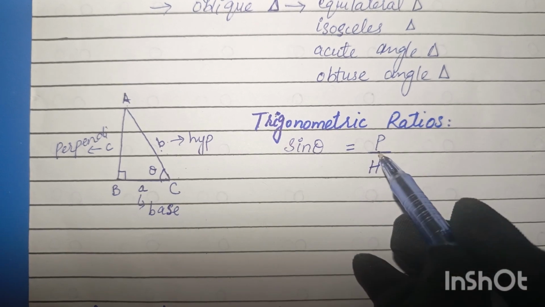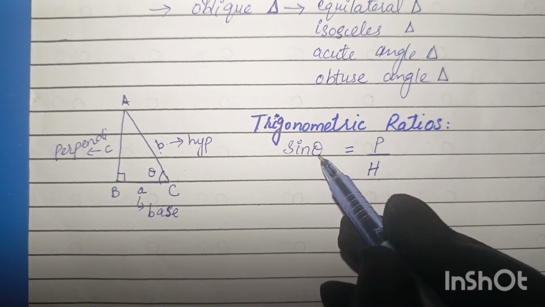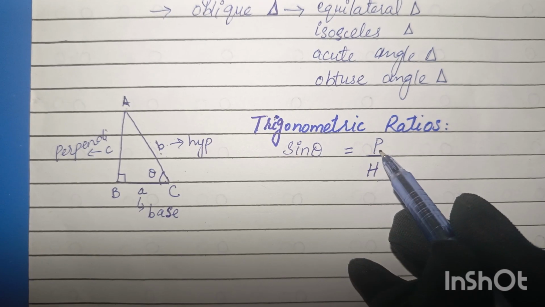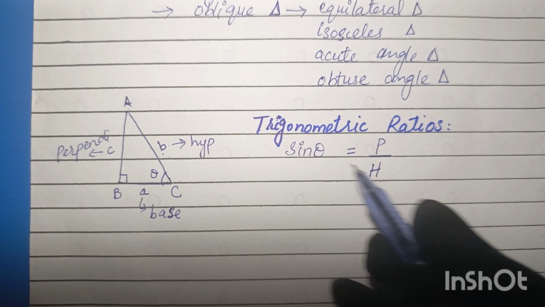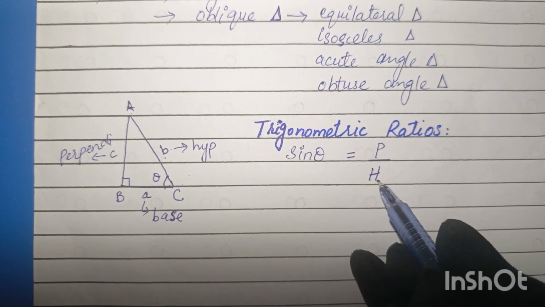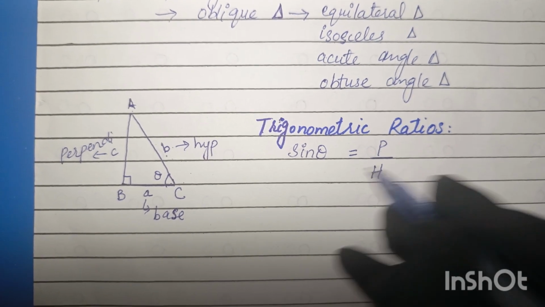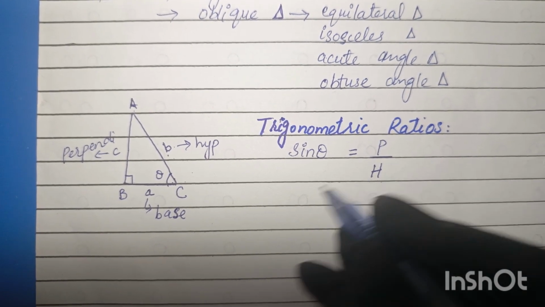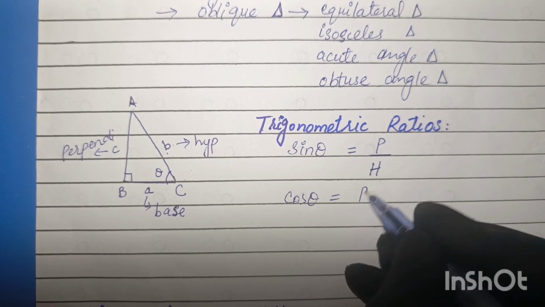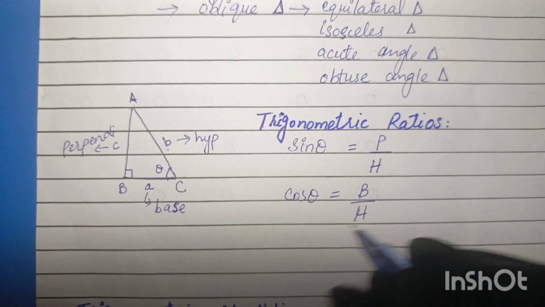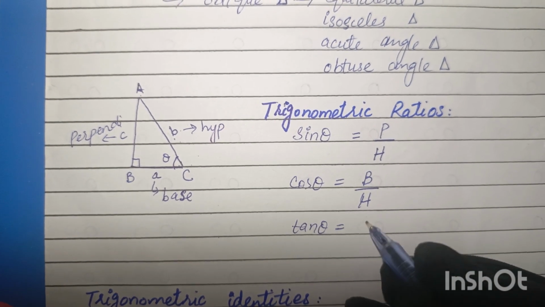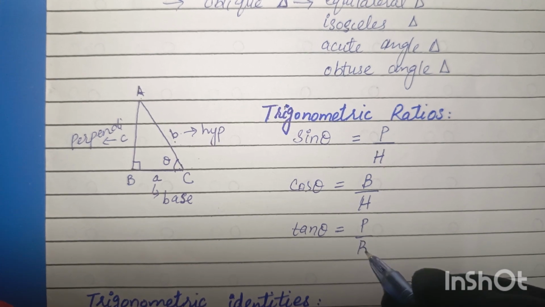So if we have any two of these three values, meaning if we have perpendicular and hypotenuse, then we can find theta here. If we have theta and perpendicular, we can find the hypotenuse, and so on. So we use this trigonometric ratio, and the second trigonometric ratio is cos theta, which is equal to base over hypotenuse, and the third one is tan theta, which relates the perpendicular and base.